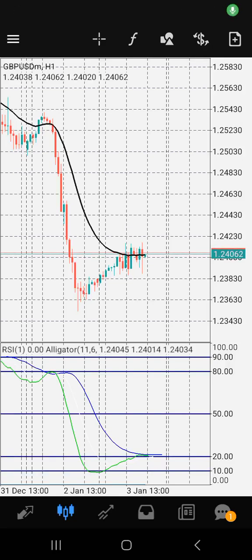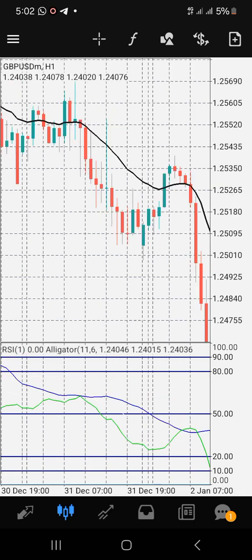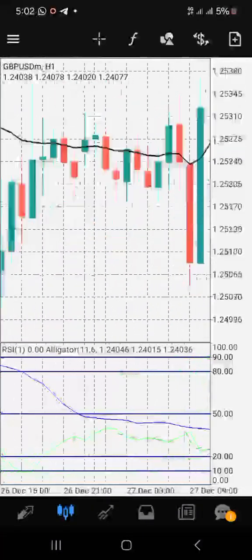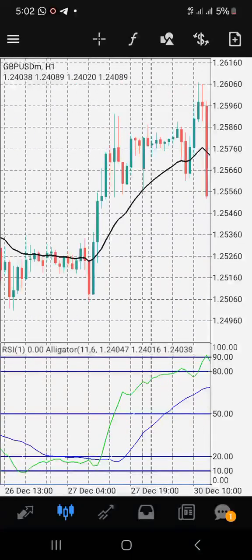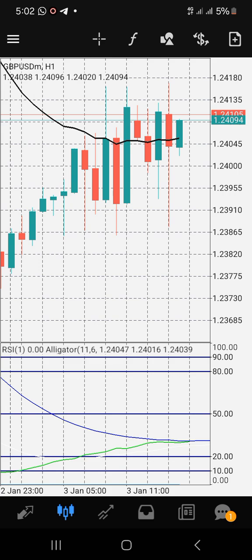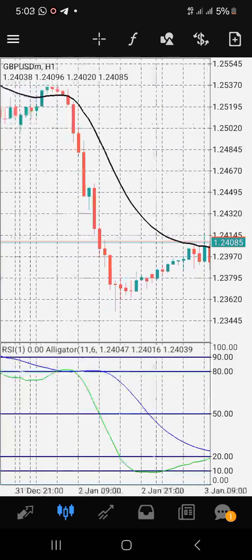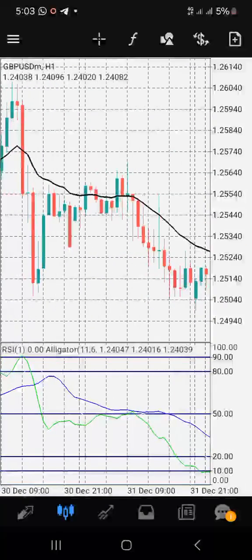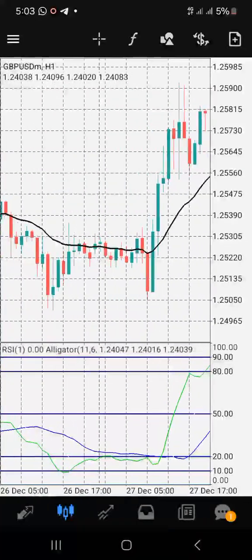Okay guys, welcome. Today we are talking about candlestick analysis and focusing on candlestick patterns. So this is a chart of GBPUSD. There are 10 types of candlestick pattern, but for this part 1 series we are talking about only 4, and in the second part we are going to complete it.